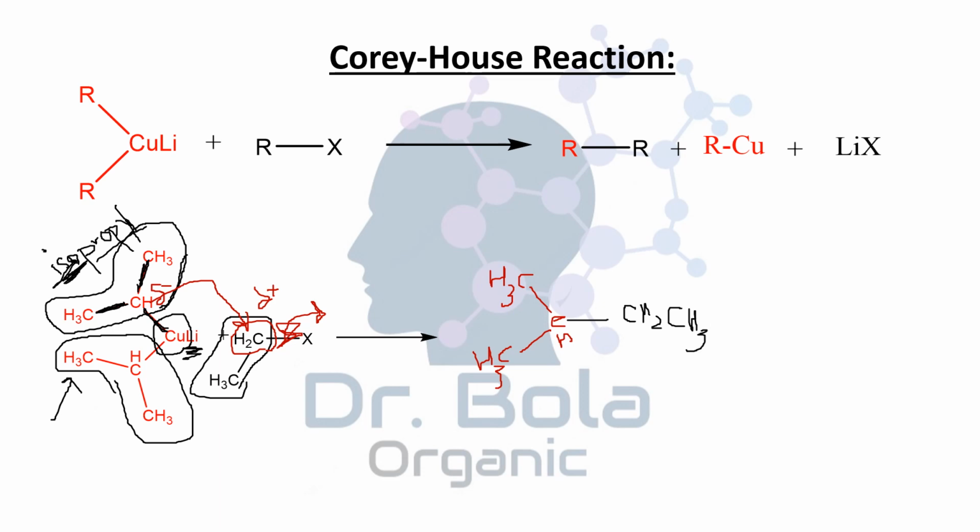There is one last thing. So as to make this reaction happen, we have to use a primary alkyl halide here, or methyl alkyl halide. So we can't use the secondary or tertiary alkyl halide. Only primary or methyl alkyl halide can be used with the Corey-House reaction.